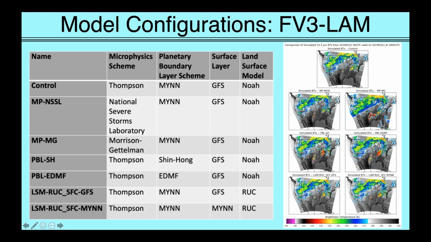PBL does also matter. We have a much larger flare-up and much colder brightness temperatures over the Kentucky, Tennessee area compared to the control. And also we do see changes with the land surface models. So a lot of this presentation is going to be not only comparing to the observations, but also comparing the models to the control to see how these parameter changes impact the simulated brightness temperatures.